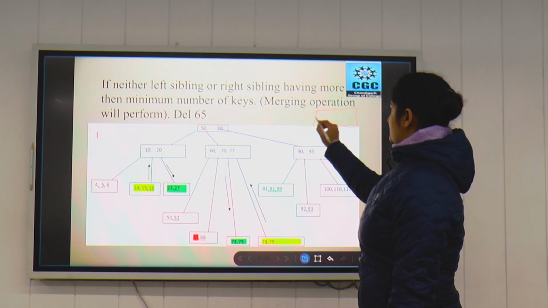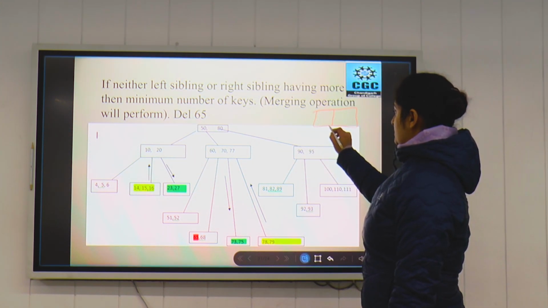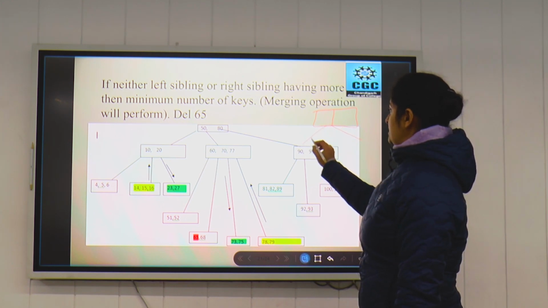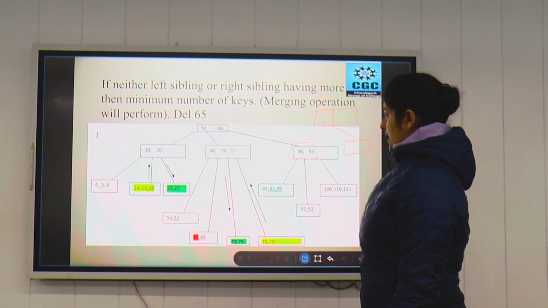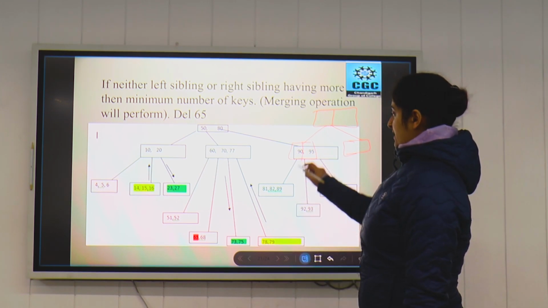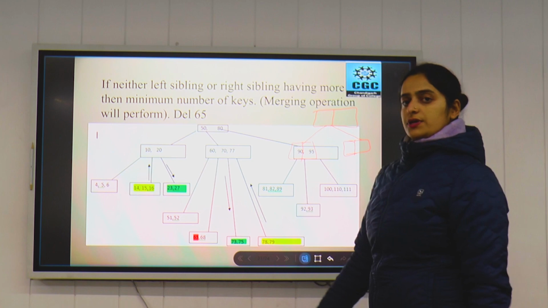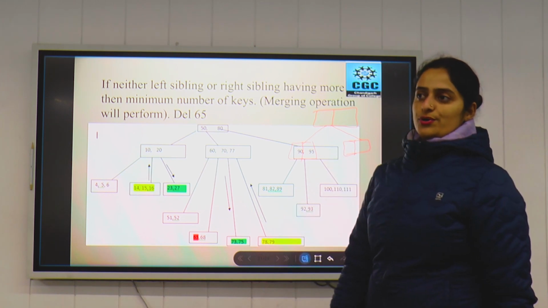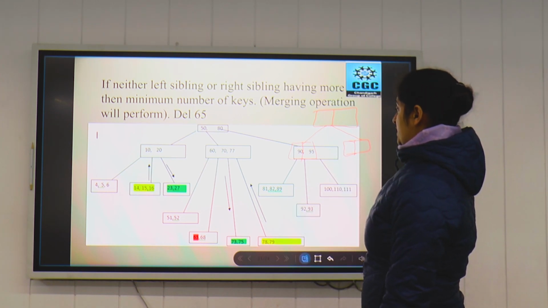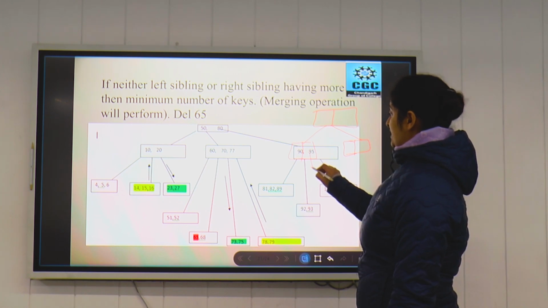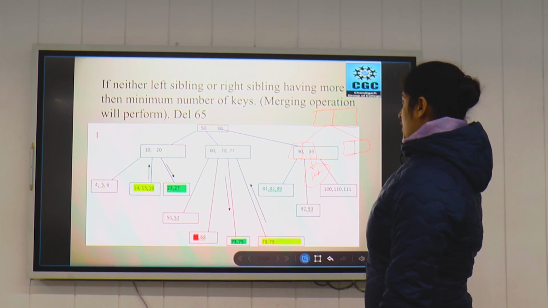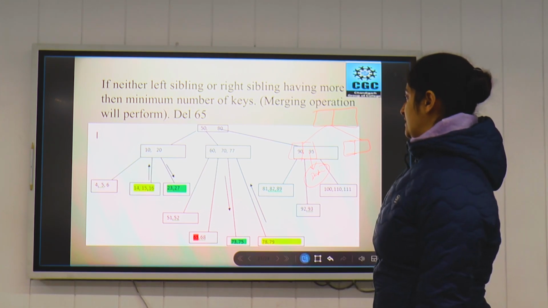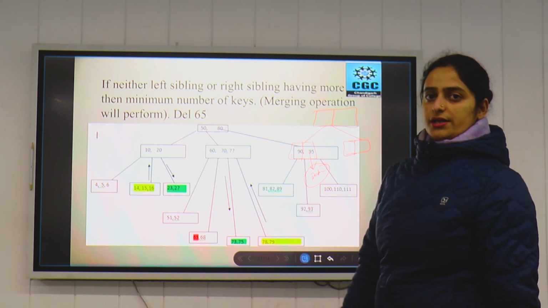For example, this is my root node, and again I am having some children from this node. Let us say, now what are we having? This side I again have the minimum number of keys, and this side also has the minimum number of keys. Now the question is, I would like to delete data elements from the already balanced set. So what is going to happen in that case if I would like to do the deletion of this?